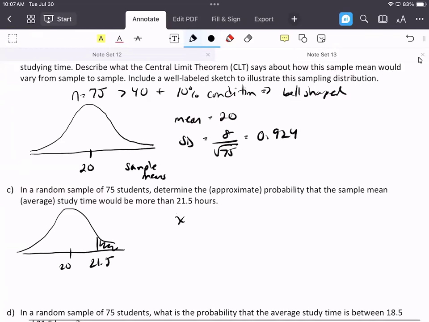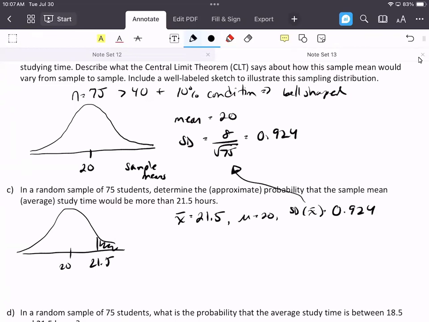What do we know? Well, we know that X bar, in this case, is going to be 21.5. We know that mu is 20, and we have that standard deviation of those X bars that we calculated above being 0.924. So Z in this case, remember, is our sample minus the center, that population parameter, over that standard deviation. So to calculate it out, we get it set up and we get 1.62.